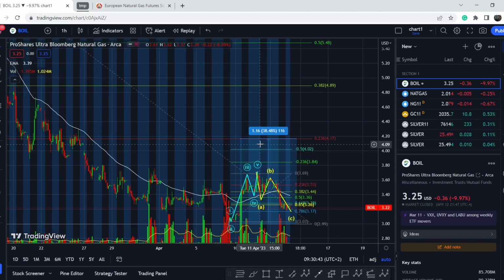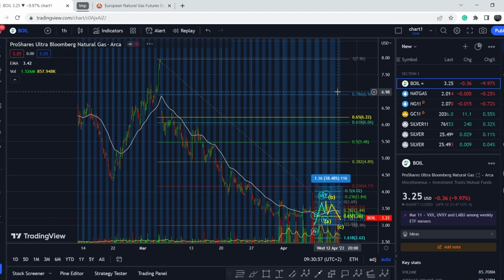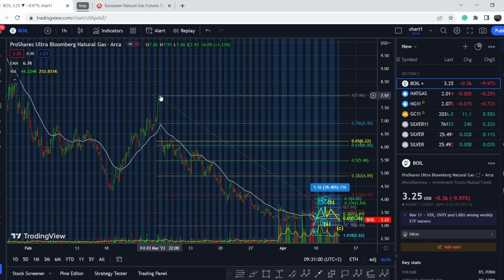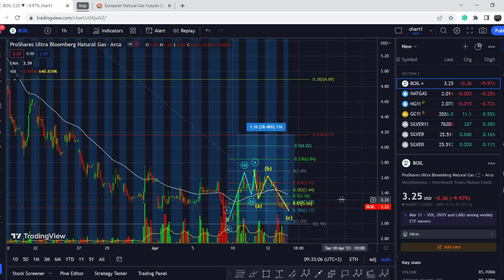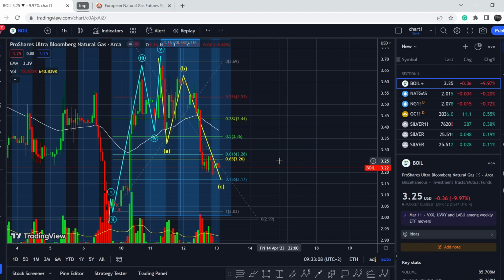So, our price targets for the bounce are still the same. It is the 0.236 Fibonacci retracement level and 0.382 at the price points of $4.17 and $4.89 respectively. And I marked these ranges by pulling the Fibonacci retracement tool from its highest point, the swing high on March the 3rd, to its swing low at the $3 mark, and these levels should be the short-term price target for the bounce alone.